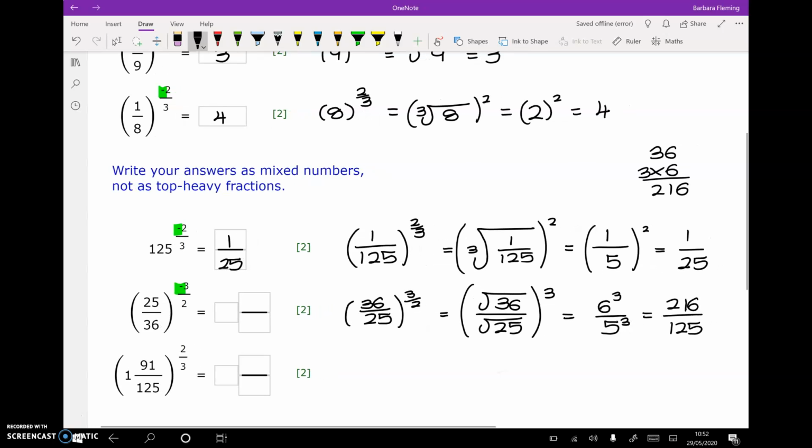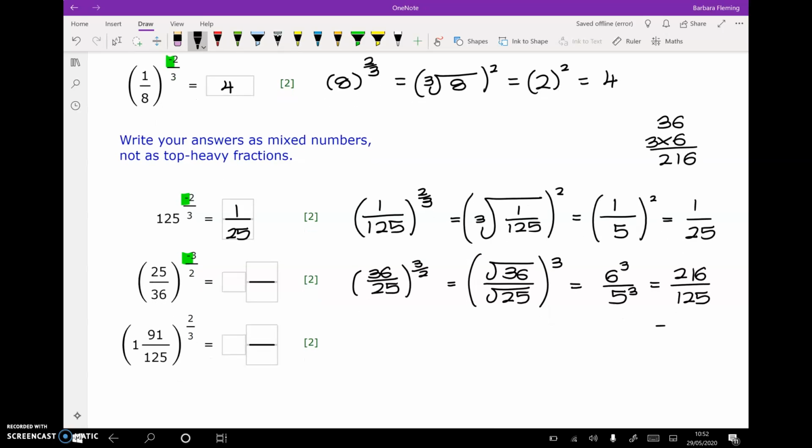Now, they specifically said that they want this written as a mixed number, didn't they? So 216 over 125, well, that's going to go in one whole time. How many left over? Well, we have 91 out of 125 left over. You can do that with a calculator if you want to check that. Type in the fraction 216 over 125 and press your change button. Or just realise that there's one whole 125 in there, and then you've got 91 left over.